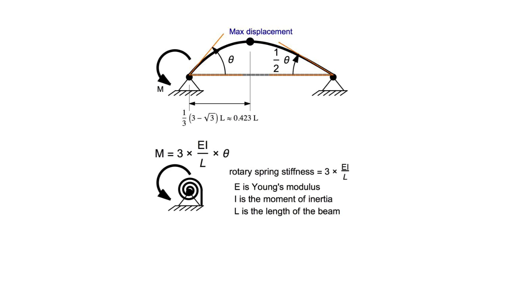Next, we note that there is a relation between the applied moment M and the resulting rotation theta. The moment M equals 3EI over L times the rotation theta, where E is Young's modulus, I is the moment of inertia, and L is the length of the member. This is a linear relation between the applied moment and the rotation, and we can think of the beam as a rotational or helical spring at the left support with a rotary stiffness of 3EI over L.